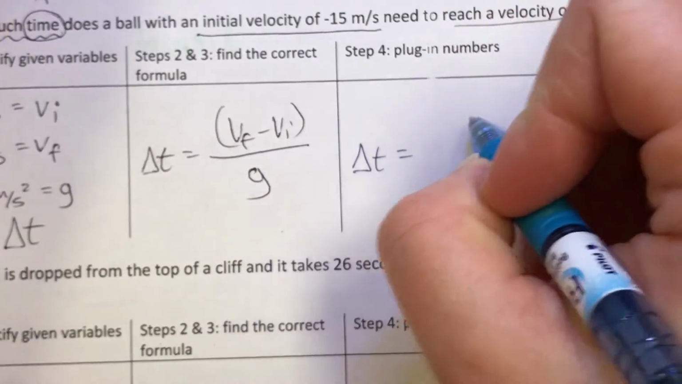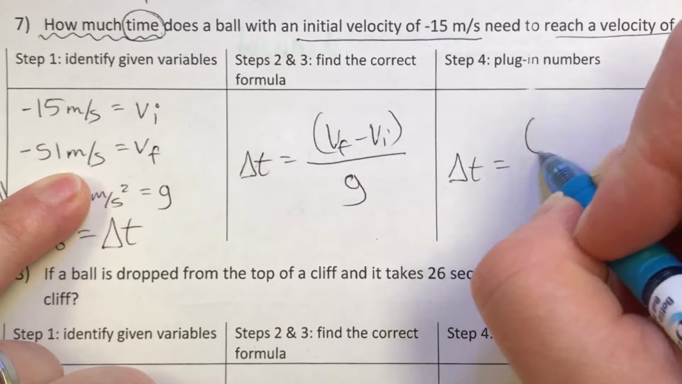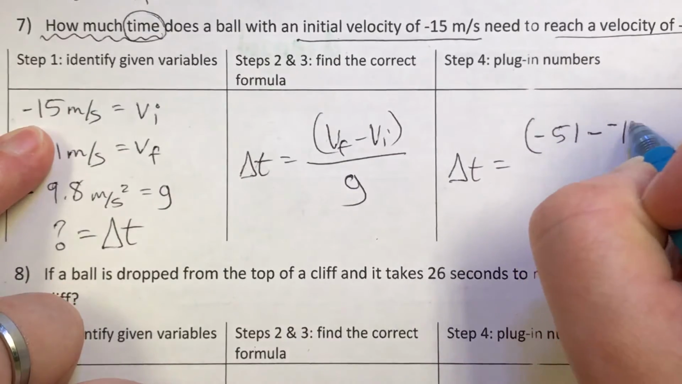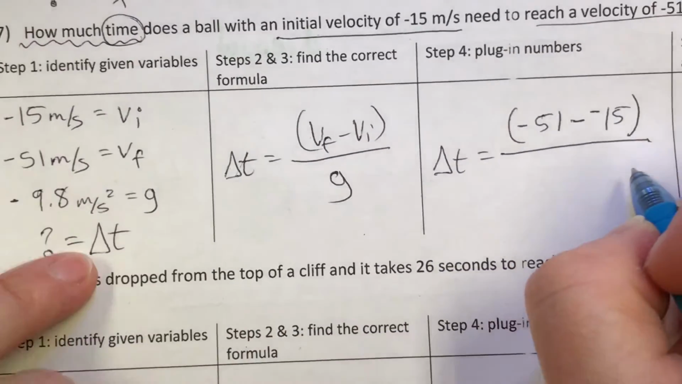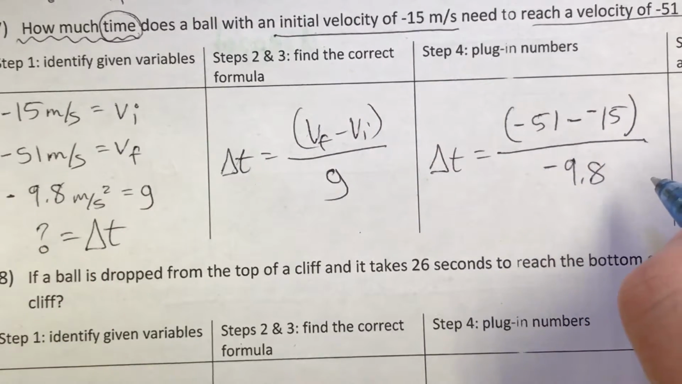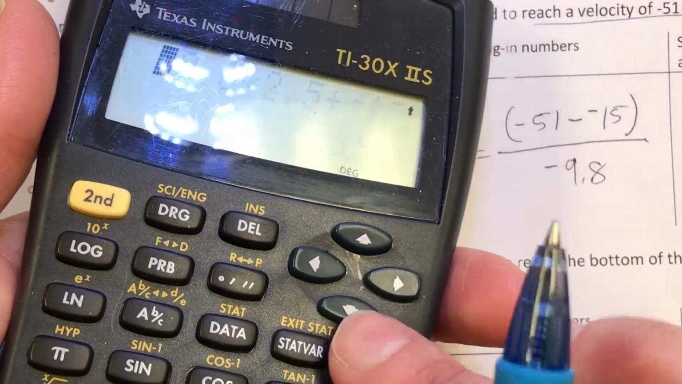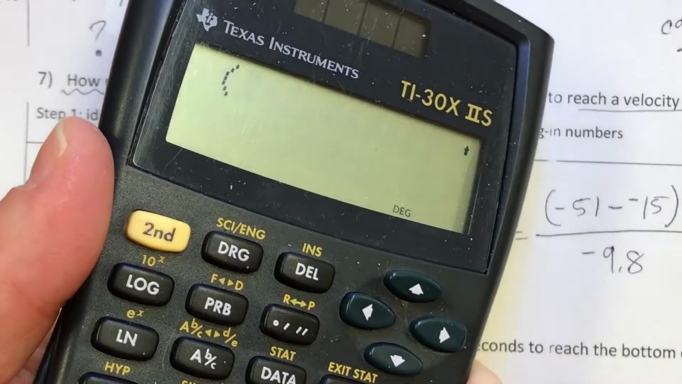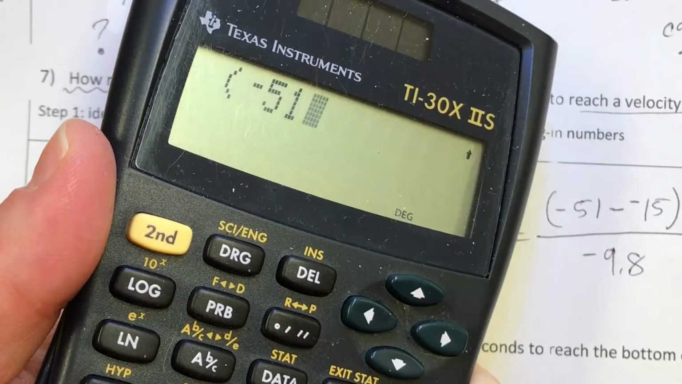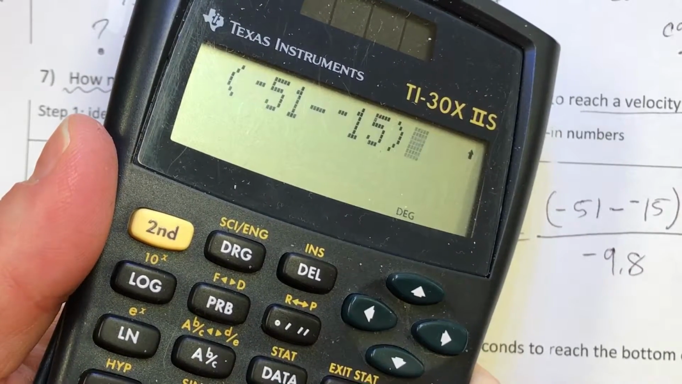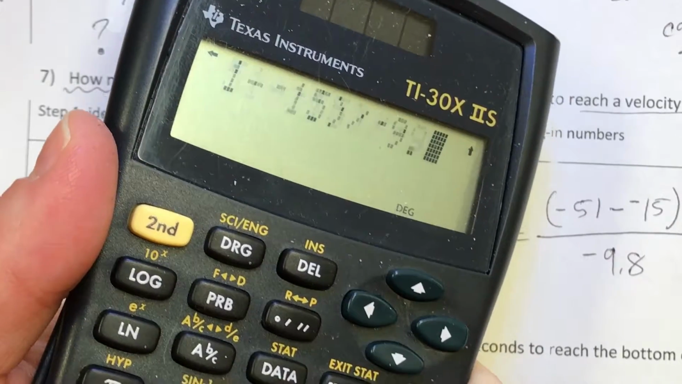Plugging in our values. Our final velocity was negative 51 minus negative 15. Divide that by negative 9.8 of gravity. Now you can put it all in your calculator at once, but don't forget those negatives. Okay? So parentheses, negative 51 minus negative 15, close parentheses, divided by negative 9.8.